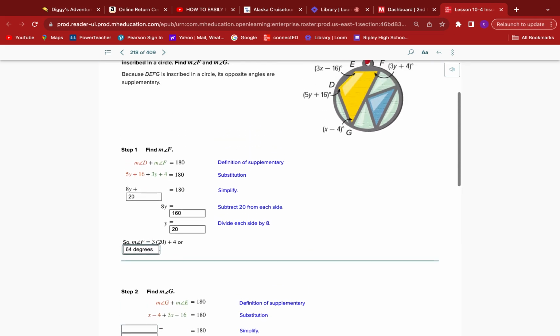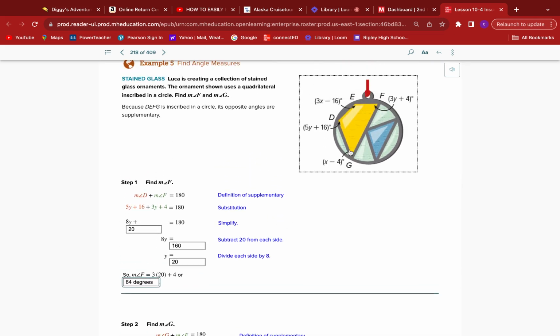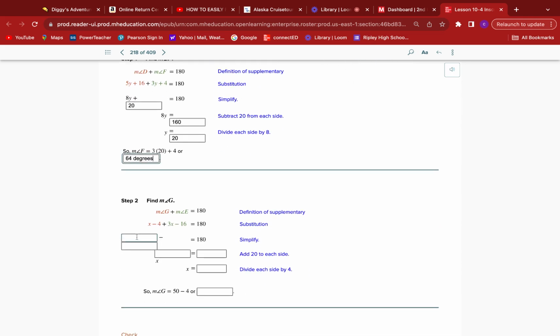All right, now we find angle G. Well, angle G is opposite to angle E. These angles will add up to be 180 because they are supplementary. That is what the rule says. So x minus 4 plus 3x minus 16 equals 180.